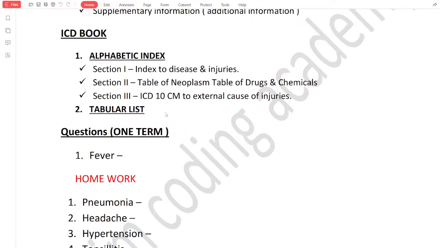Here is a question also: fever. So try to take the code for fever. You have to take F in your textbook. FEVER. Take the fever code and check it in the tabular list. Why do you want to check it in the tabular list? Because it's a confirmation. Confirm whether it is the right code or not in the tabular list.